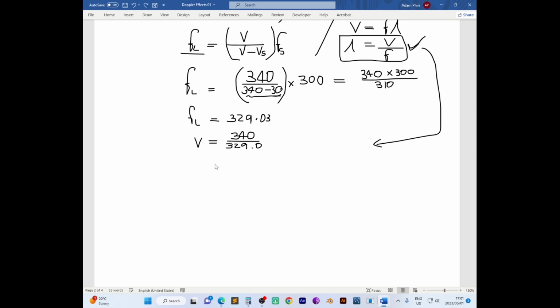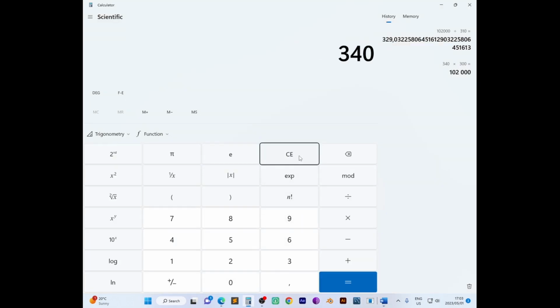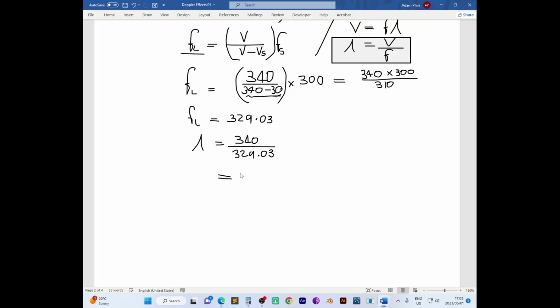Alright, so remember that it's the wavelength, so I have to rewrite everything so I don't make a mistake. So it's the wavelength, once again, that's the equation there. So 340, that's the speed of sound in the air, over 329.03. That is the speed of sound over the frequency. So dividing that again, we get 1.33. So that is our answer.